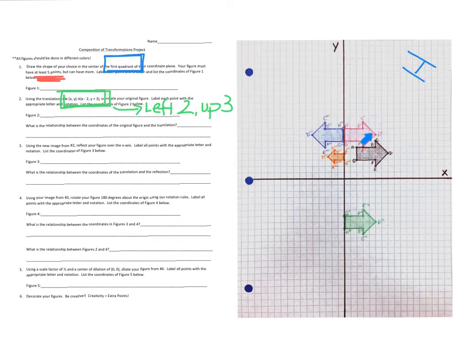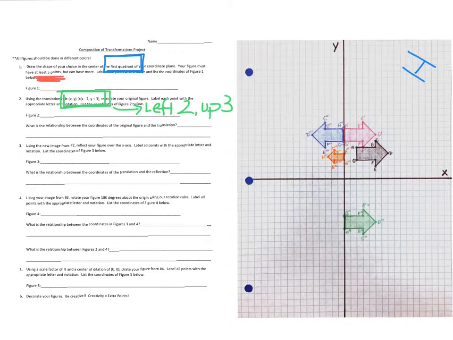Now, once you have created your new figure, you are going to outline or color that in a different color here. And we are now working with this figure. We are never going back to the original. So when we get to step 3, we're going step 1 to step 2, and then step 2 to step 3.